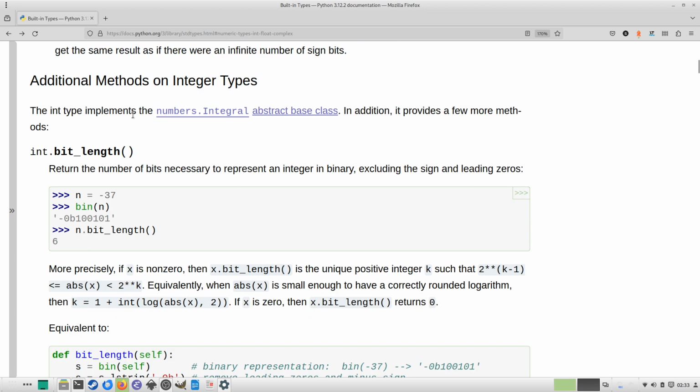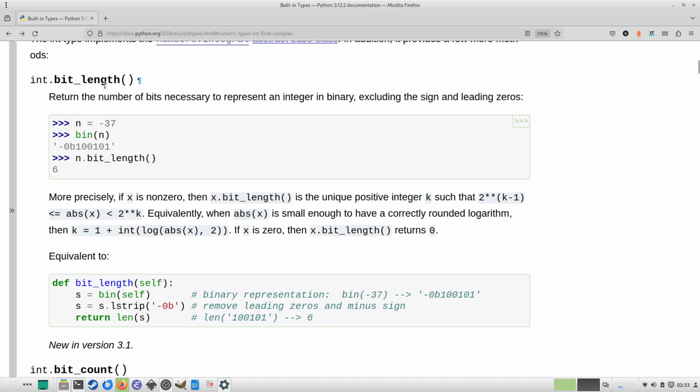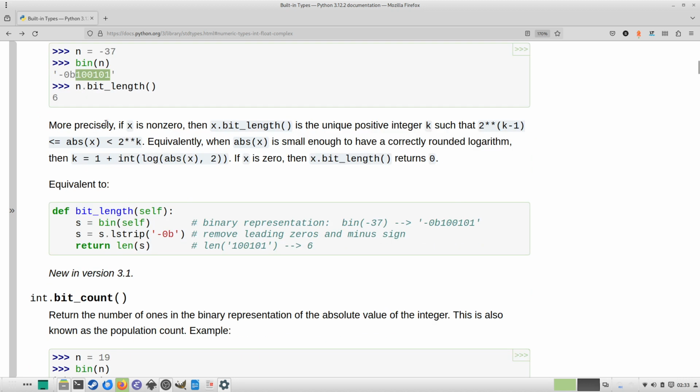Now we move on to additional methods on integer type. So the int type implements the numbers.Integral abstract base class. In addition, it provides a few more methods. int.bit_length is a method which will give the number of bits necessary to represent an integer in binary, excluding the sign and leading zeros. So suppose the number is minus 37, its binary would be minus 100101. So as you can see, the number of bits required is 6. Then the description is given more precisely.